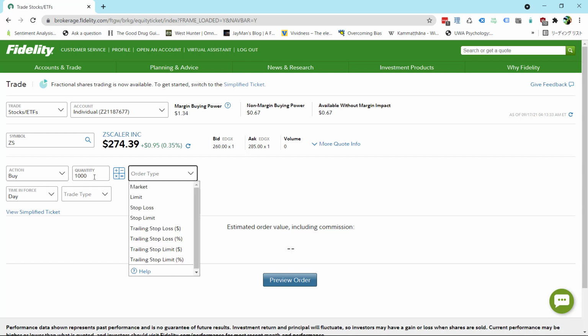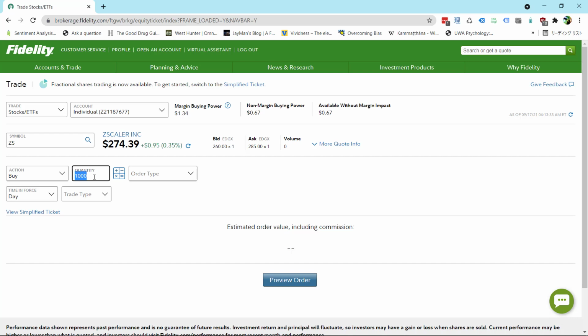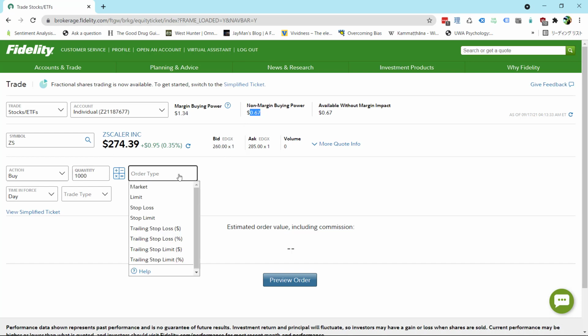Obviously, this quantity is going to be decided by how much of your portfolio you want to dedicate to buying the stock. You can buy as little as 1 share. You always want to check whether you have the cash to do it. This account obviously doesn't even have the cash to buy a single share. Then you're going to select your order type.